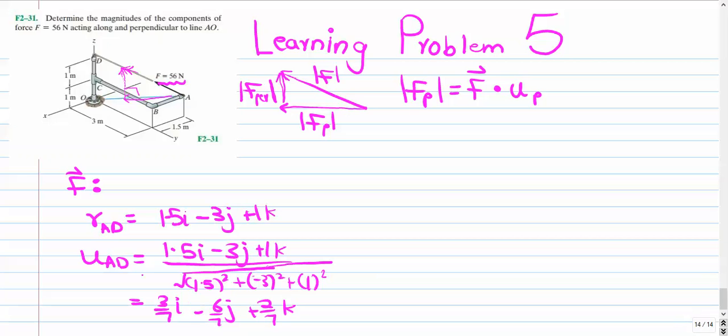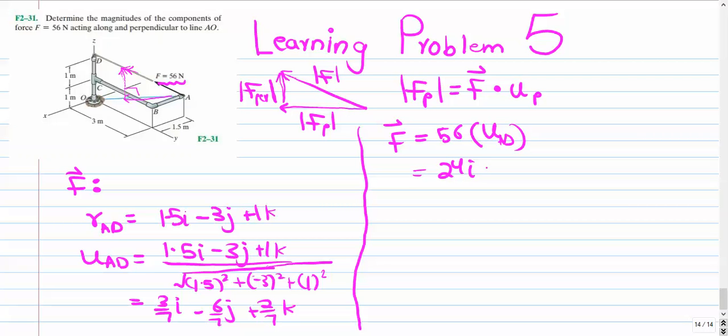Alright, and finally we can get the force vector F by just multiplying this unit vector by the magnitude of the force. So our force vector is 56 multiplied with this unit vector along the line of the force, which is AD, and we have 24i minus 48j plus 16k.